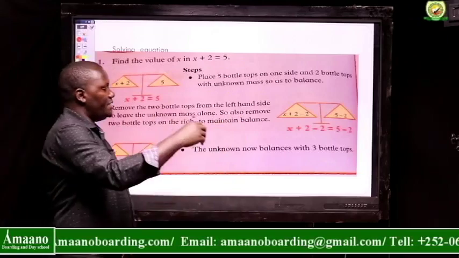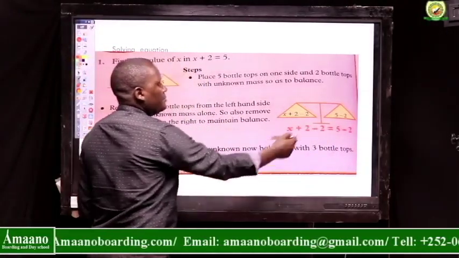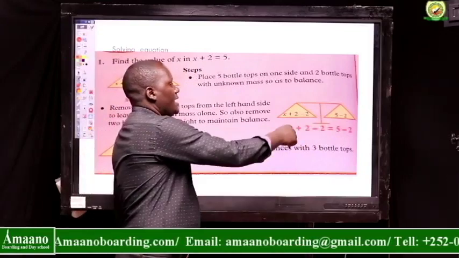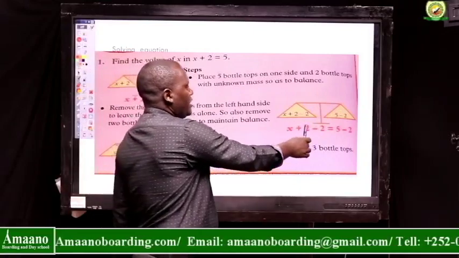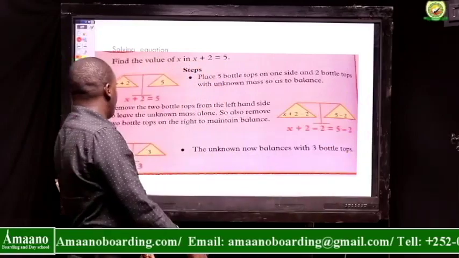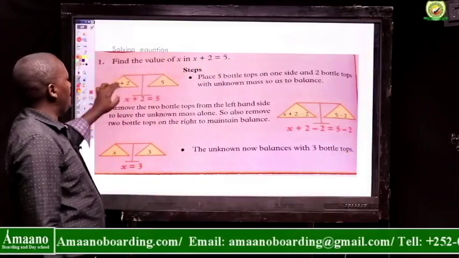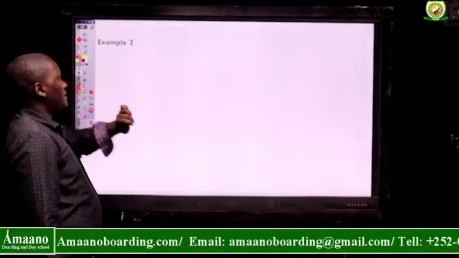That is the way I explained earlier: x plus 2, minus 2, so that I can remain with 0 on this side. Then I go to the right hand side and take away 2. If I take away 2 here, on the right hand side also I'll take away 2, so that I can remain with x equals 3. But I did it in the other example. Let's look at this next example.